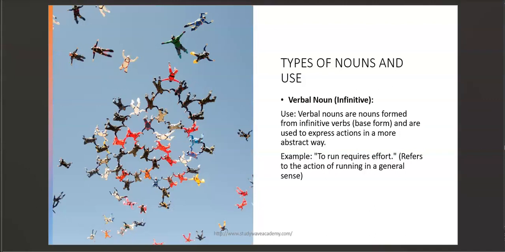So the last one we looked at is the verbal nouns. And with the verbal nouns, the nouns are formed from infinitive verbs that are used to express actions in a more abstract way. To run requires effort. So to run here is an action in a general sense. It gives a general view. To swim is more fun.